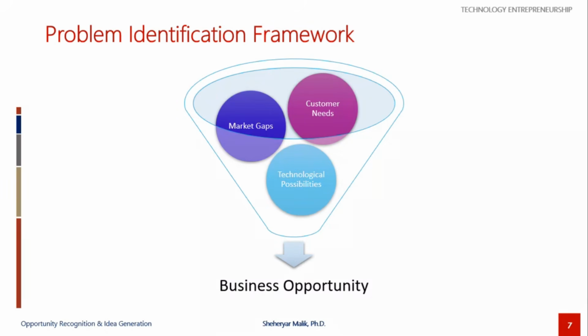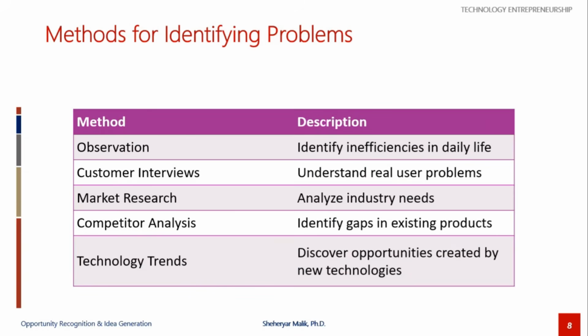So what you are going to do is convert all this into a business opportunity. You are going to analyze the market gaps, understand the customer needs, and figure out the technological possibilities. By having all this mixture, you are going to create a business opportunity. So what can the methods be, for identifying problems? For problem identification, a very important thing is observation. We already talked about this, that you need to be a good observer.